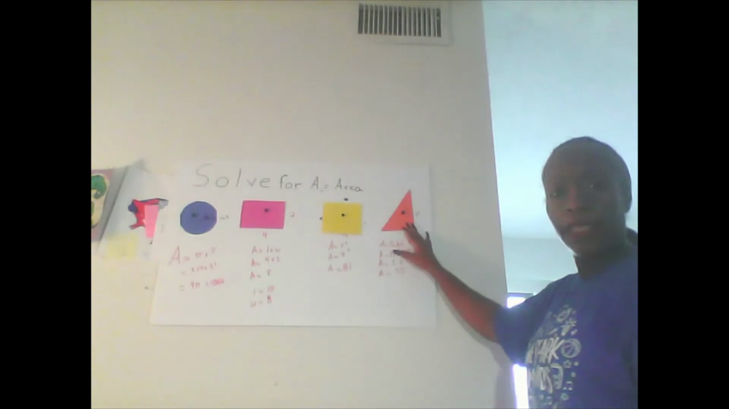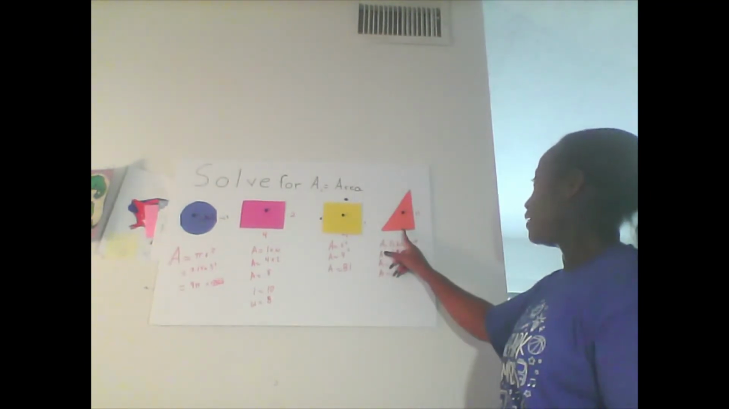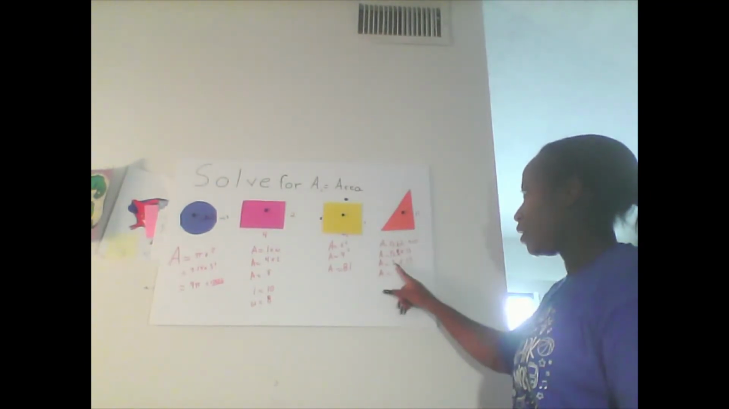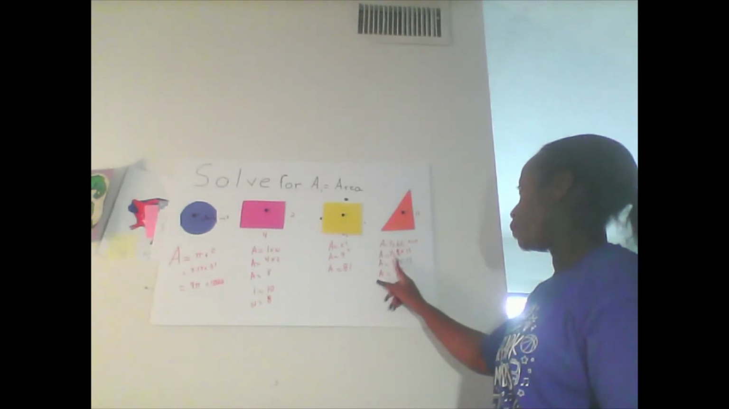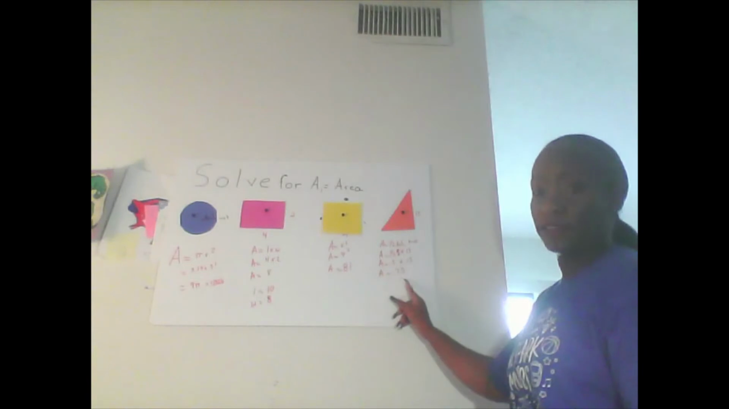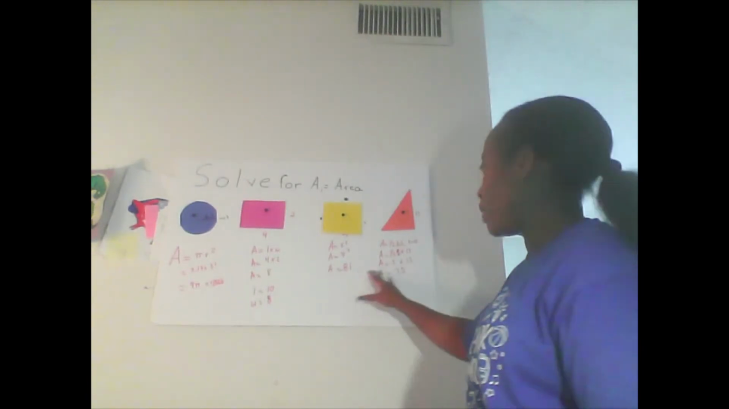With the triangle, the base is 10 and the height is 15. 1/2 base times height: 1/2 of 10 will equal 5, and 5 times 15 gives us 75. So that's 1/2 base times height.